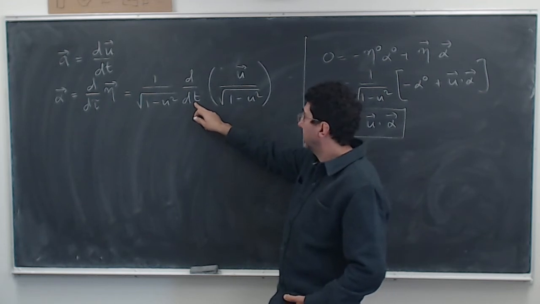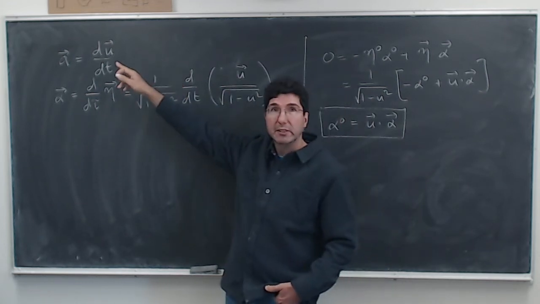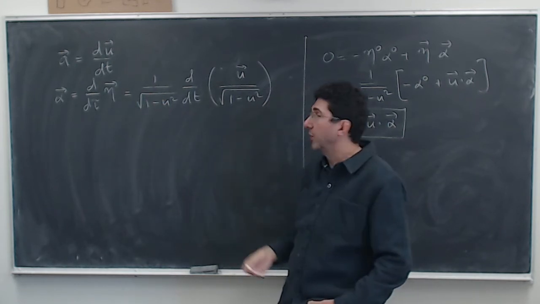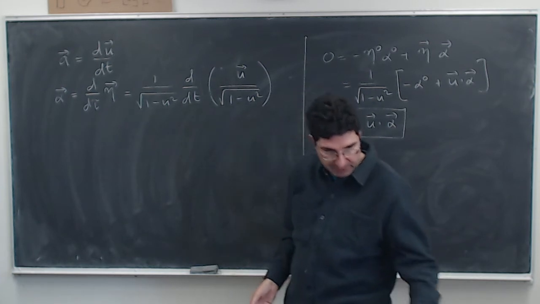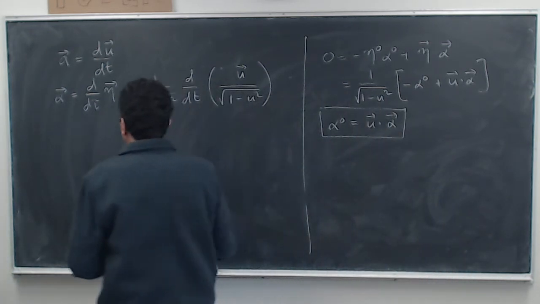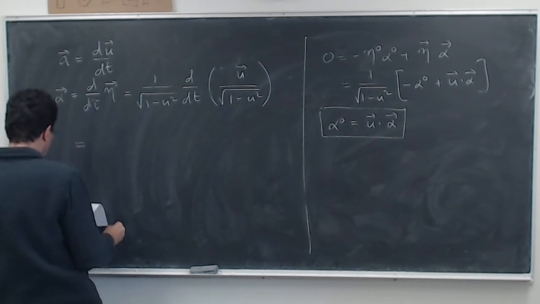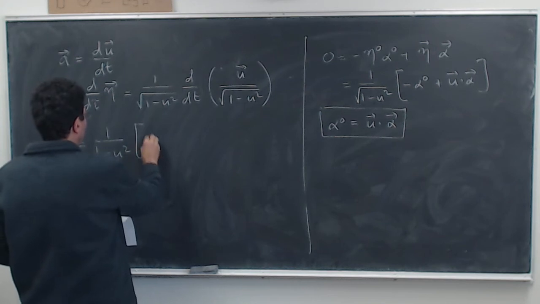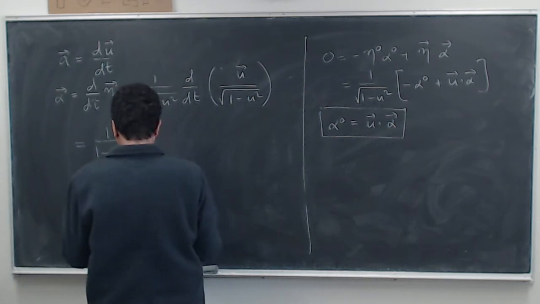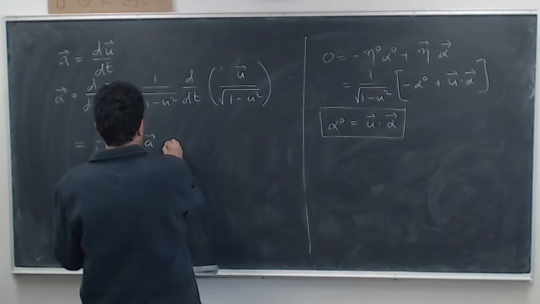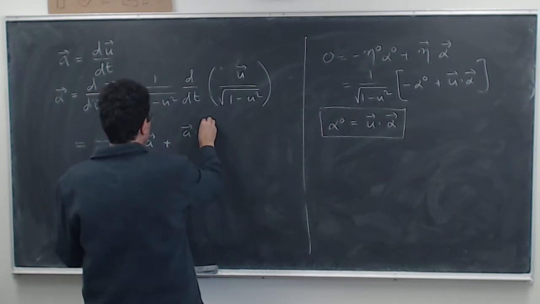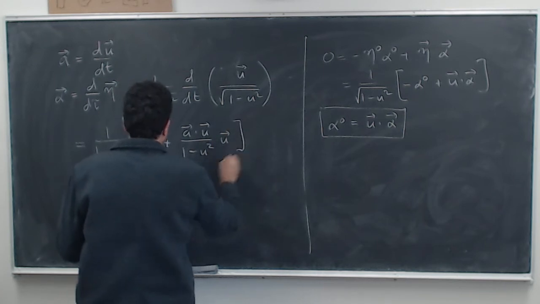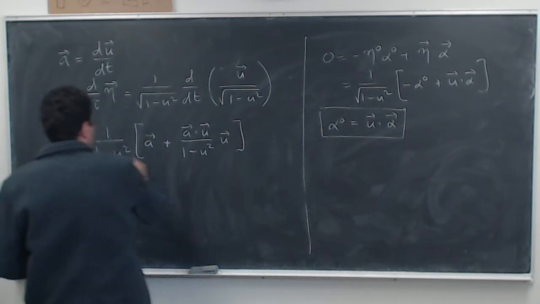So d by dt hits this u and gives us the acceleration. It also hits this u magnitude, and so we have to do some chain rule and a little bit of simplification. I'm not going to do that step by step, but after a few steps of algebra, I'll write out what you get. You get 1 over 1 minus u squared, open parentheses, a plus a dot u divided by 1 minus u squared times u. Okay? So this is what you get for alpha.